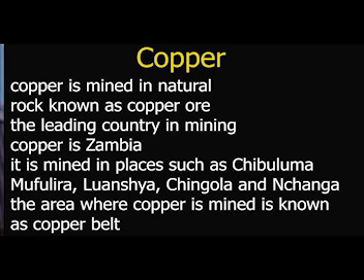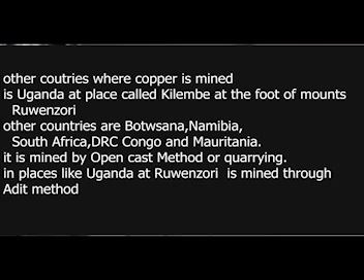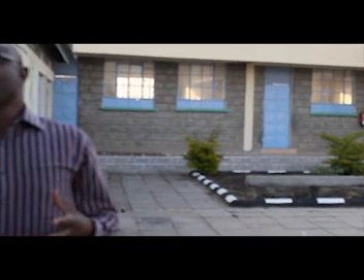Other countries where copper is mined are countries like Uganda. In Uganda, copper is mined at a place called Kilembe at the foot of Mount Rwenzori. Other countries that produce copper, we have Botswana, Namibia, South Africa, we have DRC, and we have Mauritania. Copper is mined through a method known as open cast or quarrying method. But sometimes when copper is found inside a hill or a mountain, then it's mined through a method known as adit method. For example, at Kilembe in Uganda.